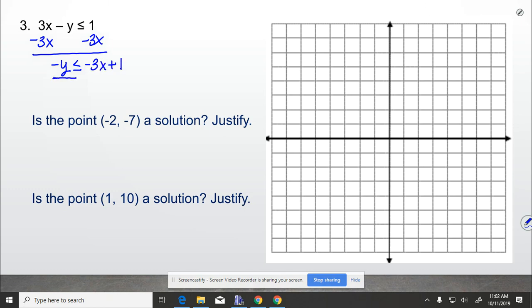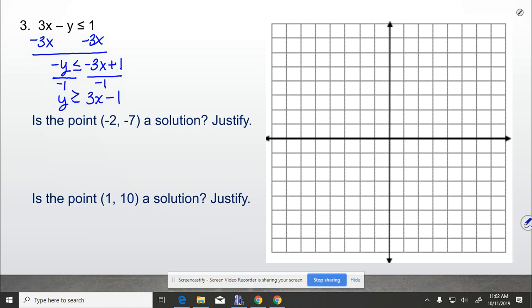Then we divide by negative 1 to get rid of the negative. Remember, when we're dividing by a negative, that flips the inequality sign. So now instead of it being less than or equal to, it's greater than or equal to. And a negative divided by a negative gives me positive 3x. A positive divided by a negative gives me negative 1. Now it's in slope-intercept form and ready to be graphed.